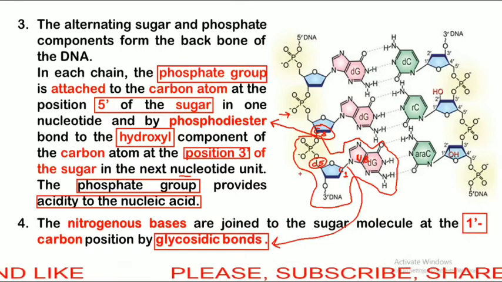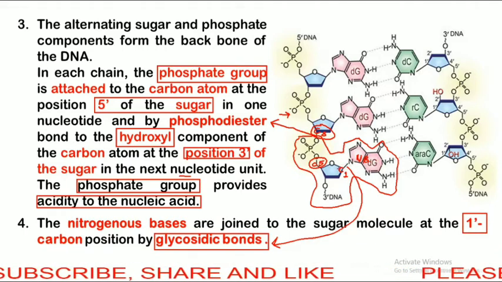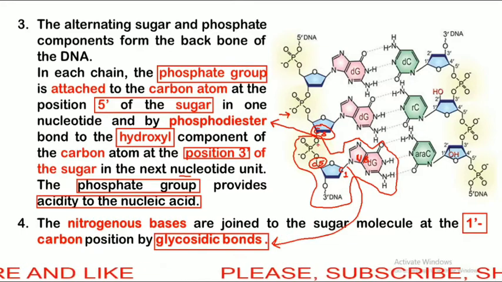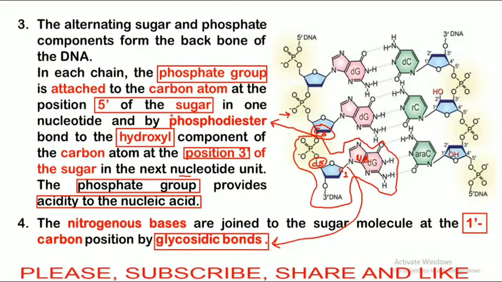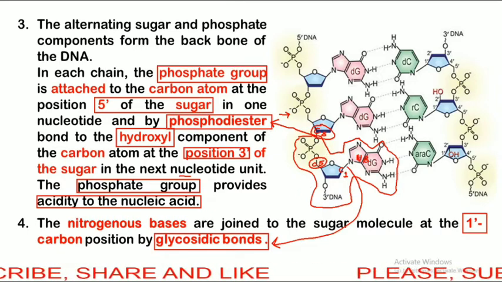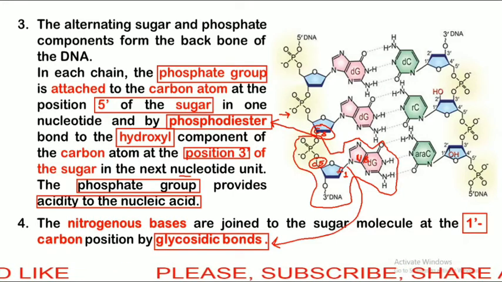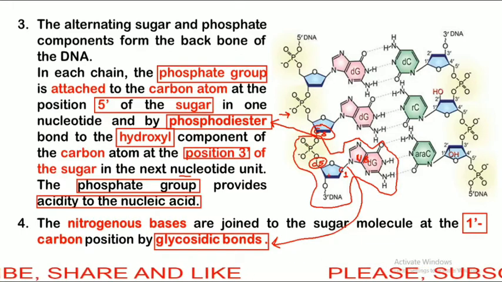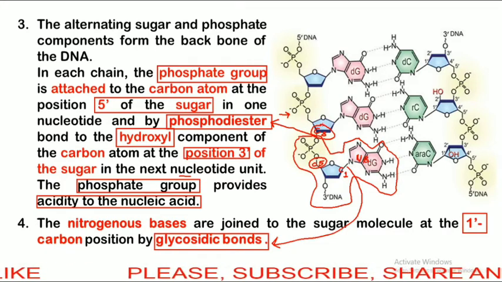Few points are very important: nitrogenous bases are attached to the deoxyribose sugar with the help of glycosidic bond and the phosphate group is attached to the deoxyribose sugar with the help of this phosphodiester bond. Nitrogenous base is attached to the carbon 1 of the deoxyribose sugar and the phosphate is attached to the carbon 5th of deoxyribose sugar of one nucleotide and carbon 3rd of the next nucleotide.